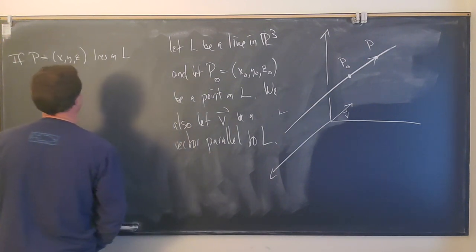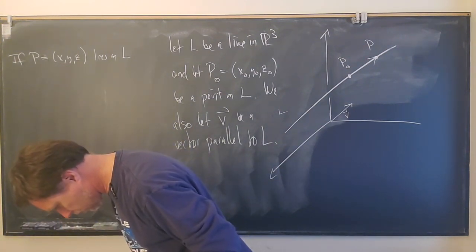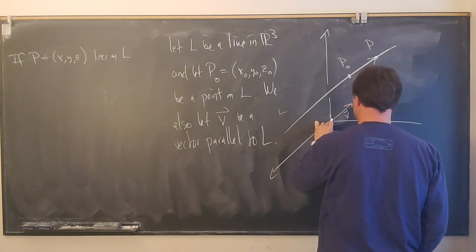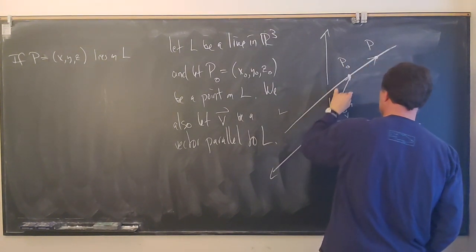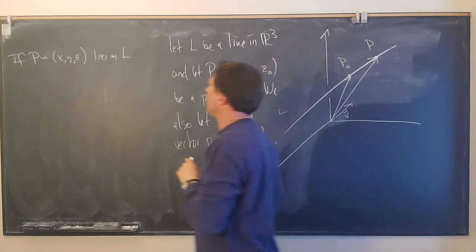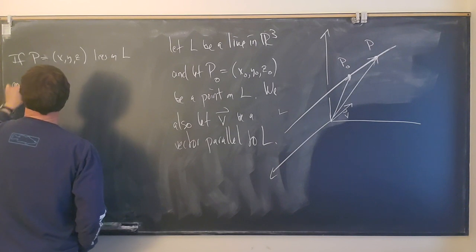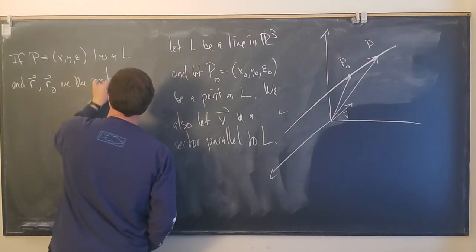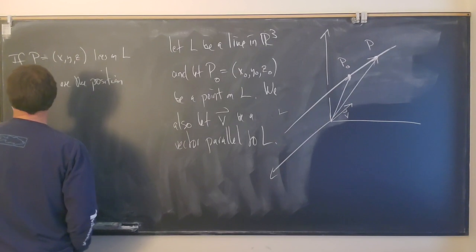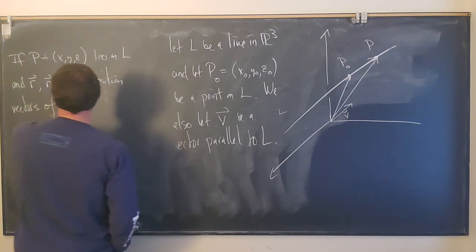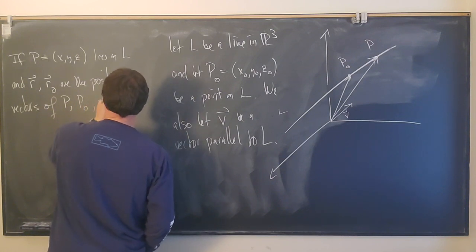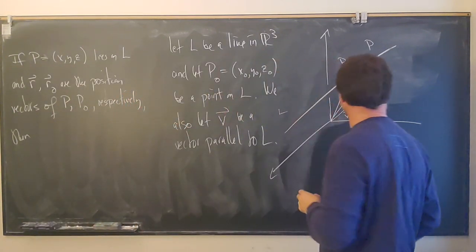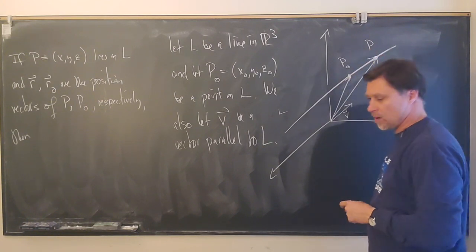So let's go like this. If P lies on L and R, R0 are the position vectors of P and P0 respectively, then what can we say about the vector that goes from P0 to P? And do I want to give that a name?